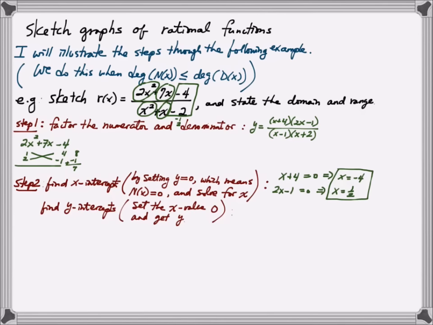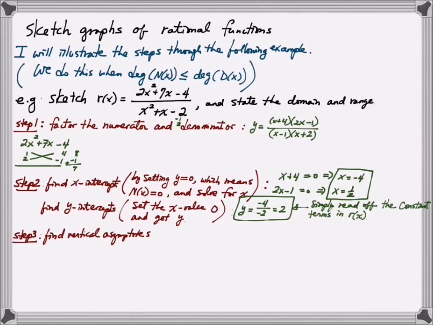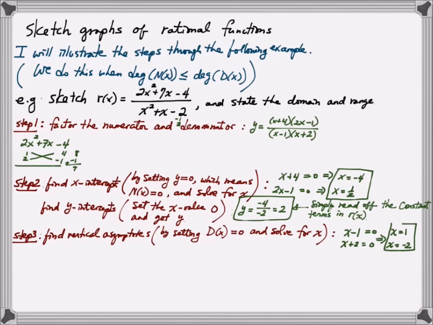In step 3, we're going to find vertical asymptotes, and these are exactly the points where the function is undefined. And we know that a rational function is undefined when the denominator is equal to 0. So in this step, we're going to set the denominator equal to 0 and solve for x. So this means x minus 1 is equal to 0, or x plus 2 is equal to 0. That means I get x equals 1 and x equals negative 2 as my vertical asymptotes.